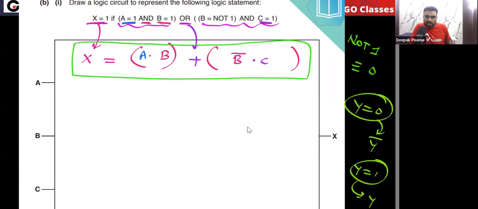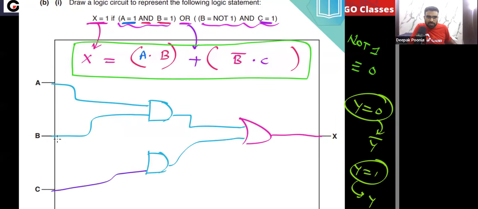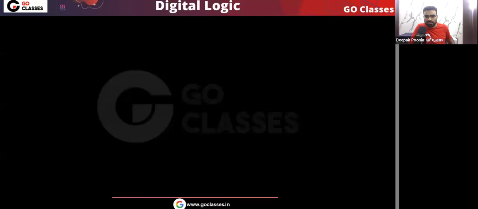So here basically finally we need an OR gate. The output will be x, and we need an AND gate that will give us AB. Next we need another AND gate, and this C will be the input, and this B inverter we need to put. That's it. So this will be the implementation. I hope you understood. Very simple.